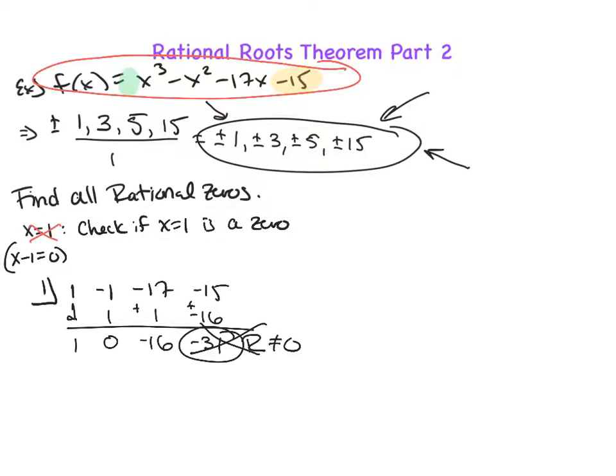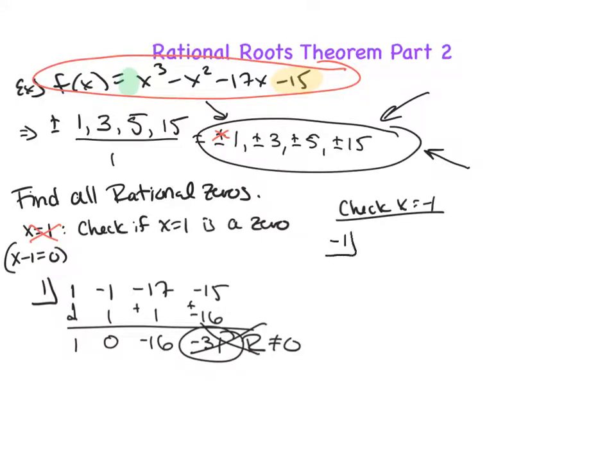So I can eliminate my x equals 1. And I have to be careful, actually, with the way that I just wrote that. I can't forget that x equals -1 is a possibility. So before you cross those out, it might be a good idea to cross out just the positive in front of it. So the next natural one to try is to check if x equals -1 is a 0.